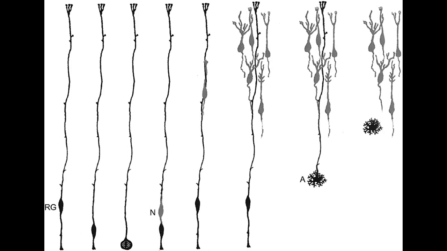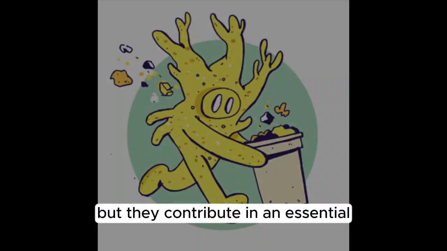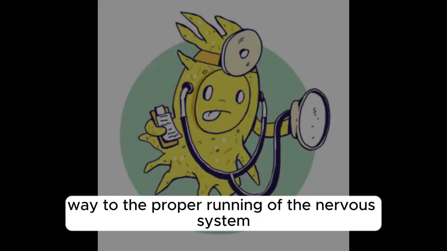As a whole, glial cells are definitely less well known than neurons are, but they contribute in an essential way to the proper running of the nervous system, and they're no less important.